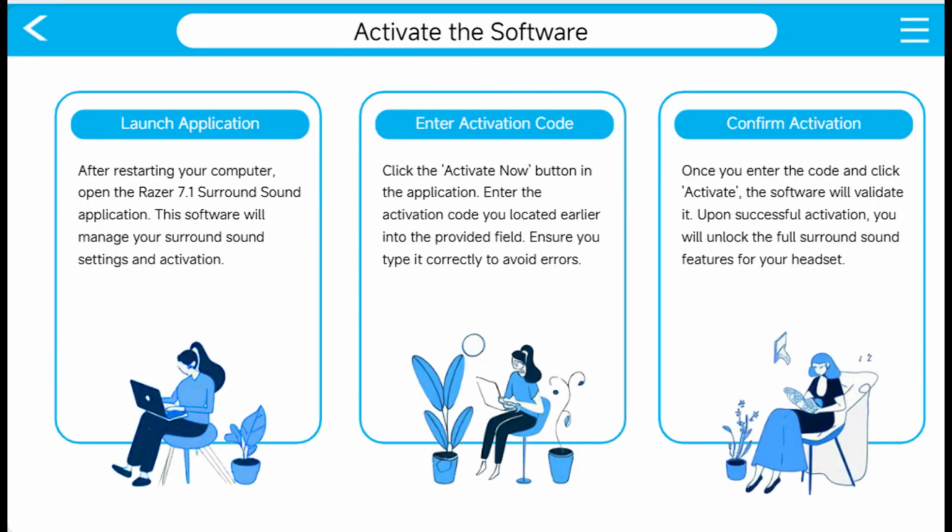Next, you're going to activate the software. After your system restarts, open the Razer 7.1 surround sound program, click the Activate Now button and type in your activation code into the provided box. Once you hit activate, the software will unlock the full 7.1 surround sound experience for your headset.